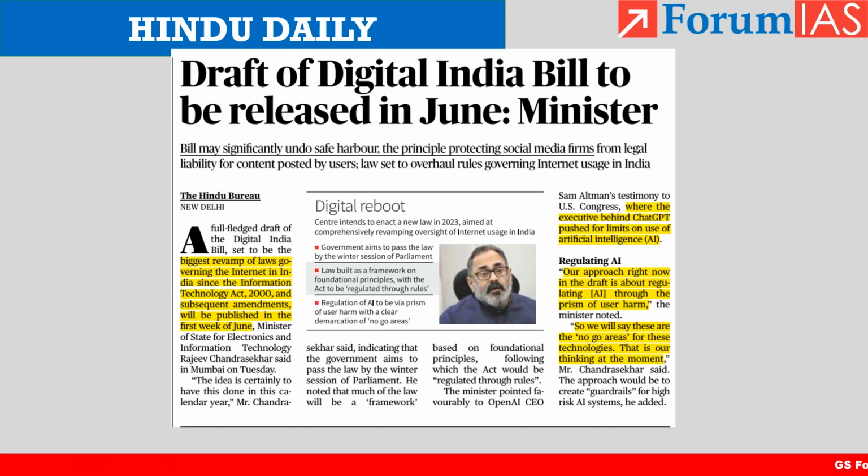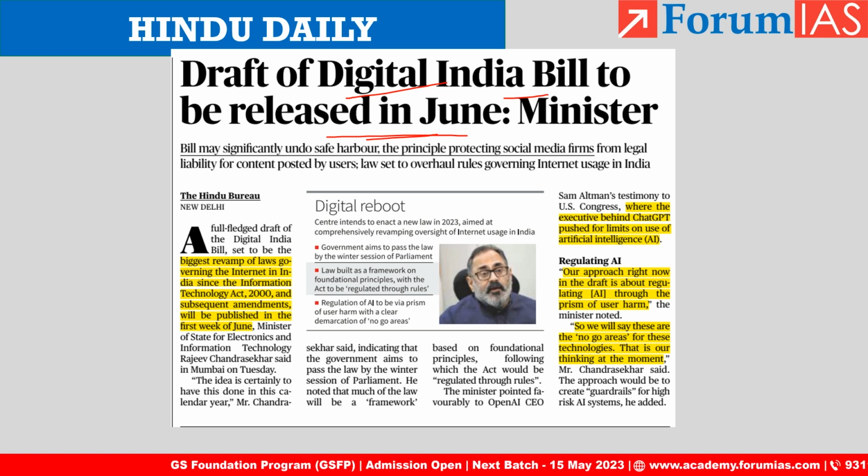The last article of the day, it says that there will be a Digital India Bill and this draft will be released in the month of June. And this bill will be introduced in the parliament, and the aim of the government is to pass this bill within this year. So we had the Information Technology Act 2000. After that, this is the one of the major information technology and internet related law.